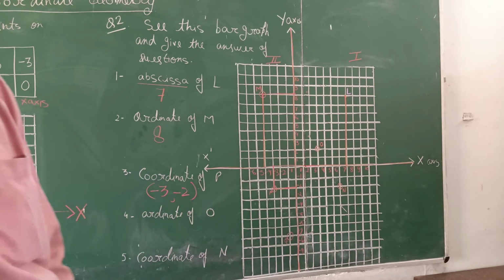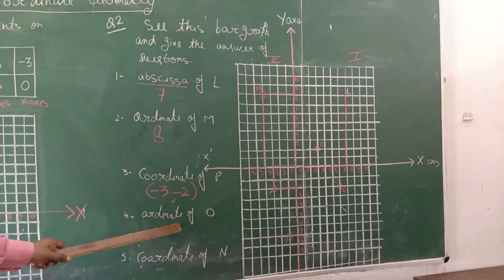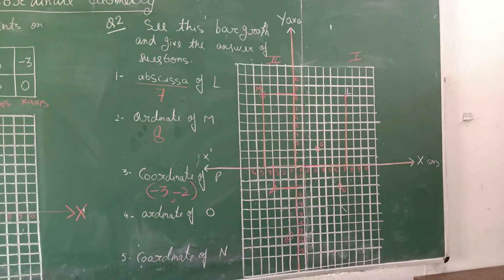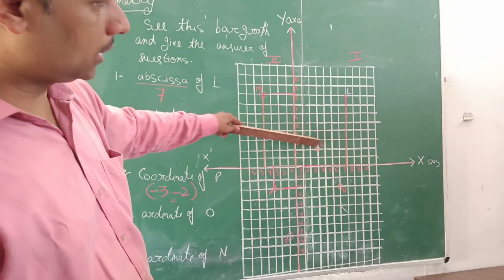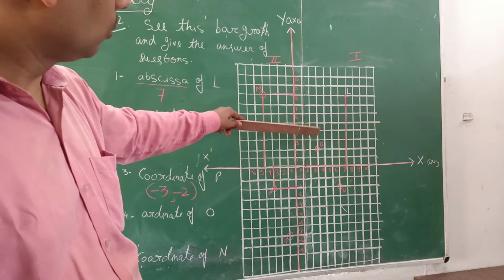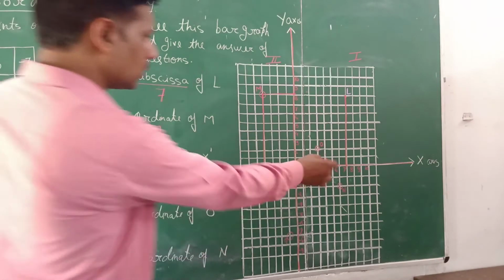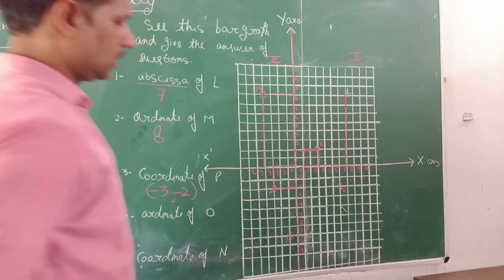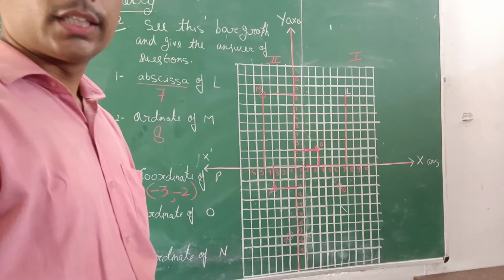Right? Now, question number 4. The question is ordinate of O. So first, see in this graph where point O is. Yes, you get it? This is our point O. So our first work is the same. Make the two perpendicular lines to both the axes. This line on the x-axis and this one on the y-axis.